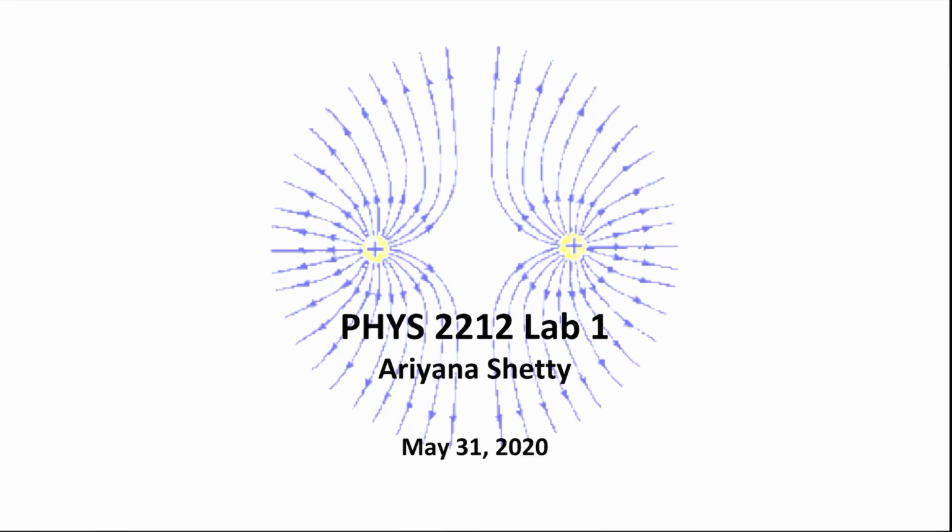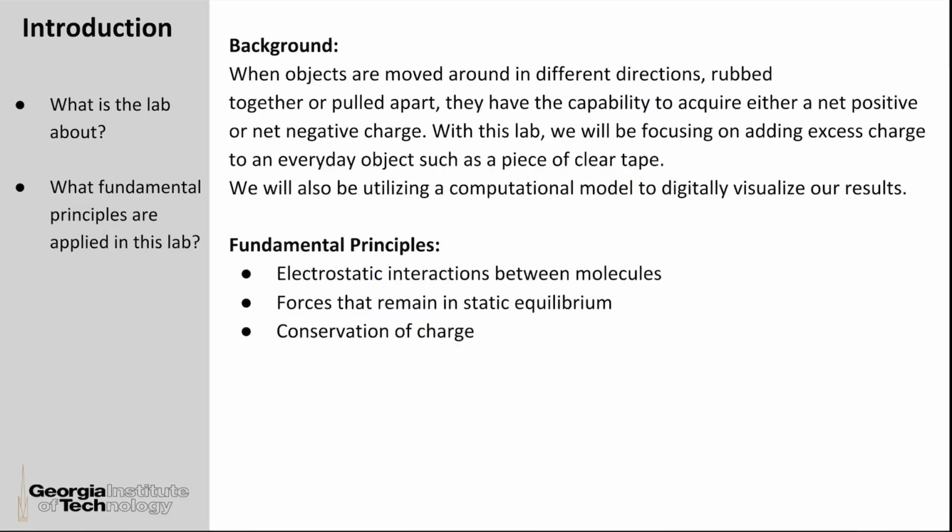of charged tapes. When objects are moved around in different directions, rubbed together, or pulled apart, they have the capability to acquire either a net positive or net negative charge. With this lab, we will be focusing on adding excess charge to an everyday object, such as a piece of clear tape. We will also be utilizing a computational model to digitally visualize our results.